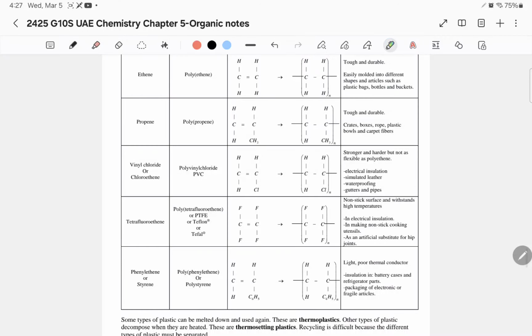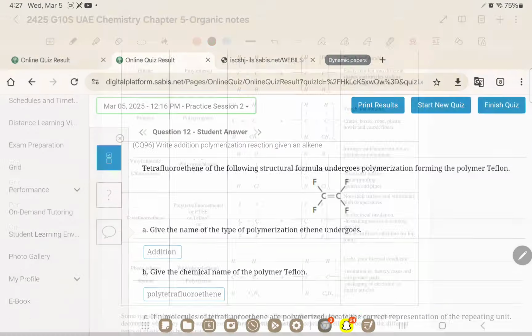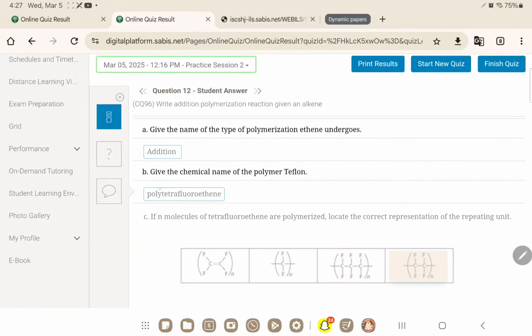So we memorize the use cases and we memorize their names or their chemical compounds. By the way, polytetrafluoroethene is the same as Teflon or Tefal or PTFE. So yeah, this is the polytetrafluoroethene.